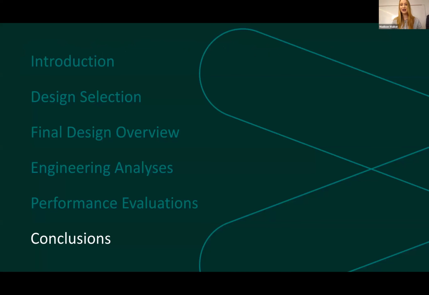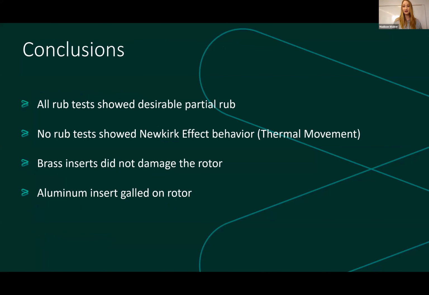So I think we're ready to wrap up with some conclusions and recommendations. To conclude, all of the rub tests showed that desirable partial rub, but none of them showed the Newkirk effect or the thermal movement behavior that we were really trying to emulate. Unfortunately, the aluminum insert galled on the rotor, but the brass inserts did not.